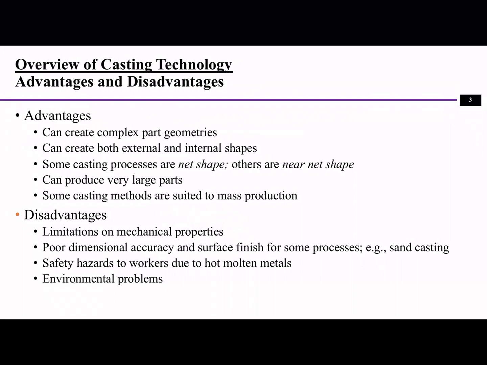Also, the casting process is near net shape, which means that we do not need other processes to modify its shape. But sometimes subsequent processes, for example grinding or machining, may be used just to give a nicer surface finish, because the casting process does not give a really good surface finish. And we can also produce very large parts, as long as we can make a really large mold, we can make a really large part out of one casting.